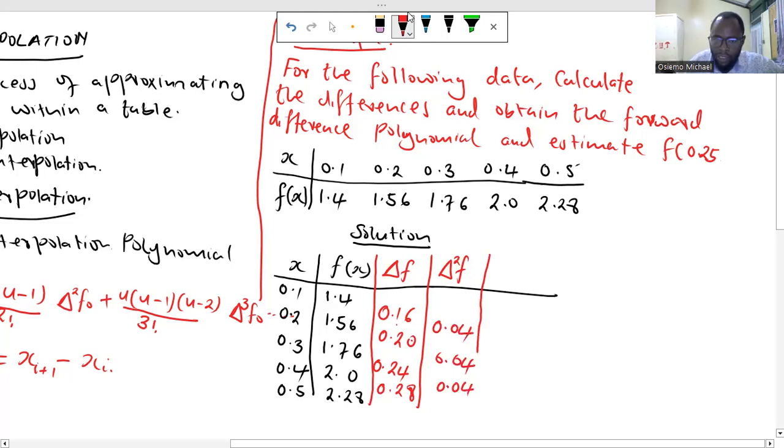Since we are not yet at the end, we still continue with the difference table. The third differences are going to become 0, and then the fourth difference will also become equal to 0.